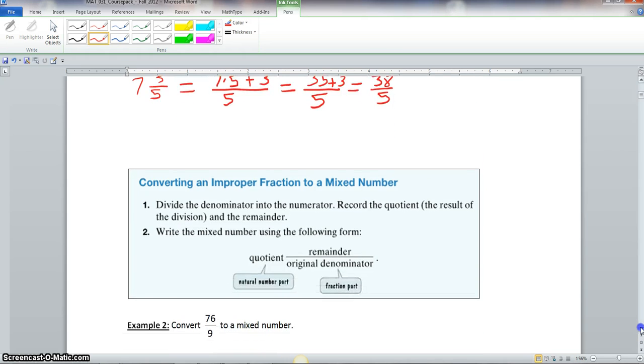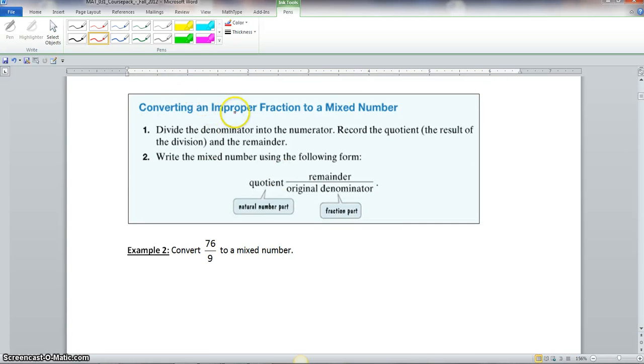Now we come down here. It says converting an improper fraction to a mixed number. We're going to do the reverse of what we did earlier. It says here, number 1, divide the denominator into the numerator. Record the quotient, the result of the division, and the remainder. Write the mixed number using the following form: the quotient, the remainder over the original denominator.